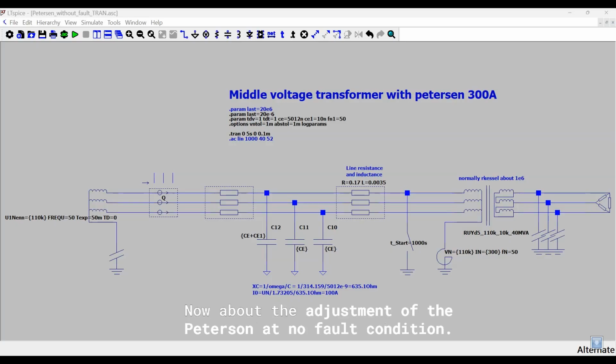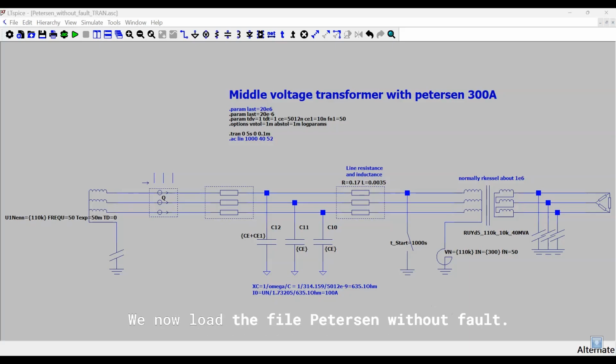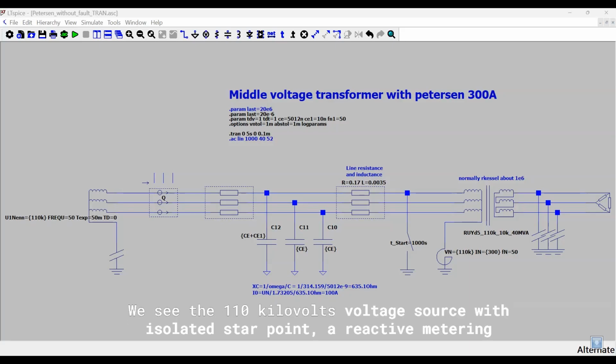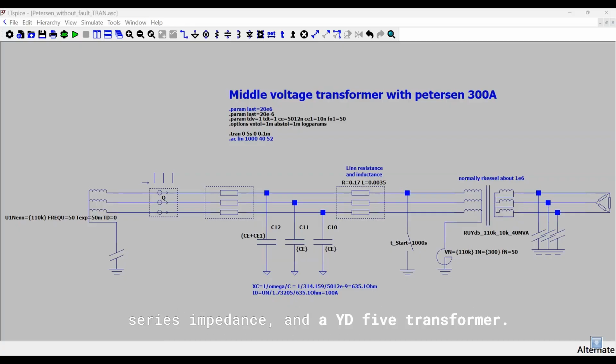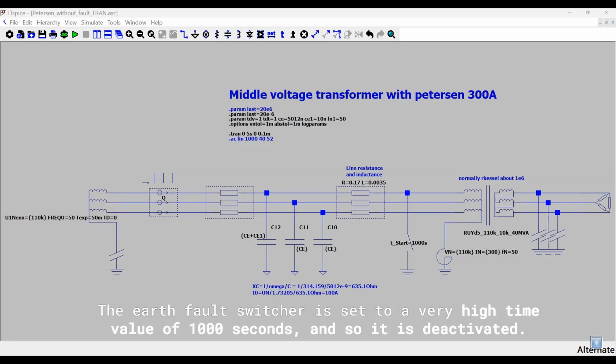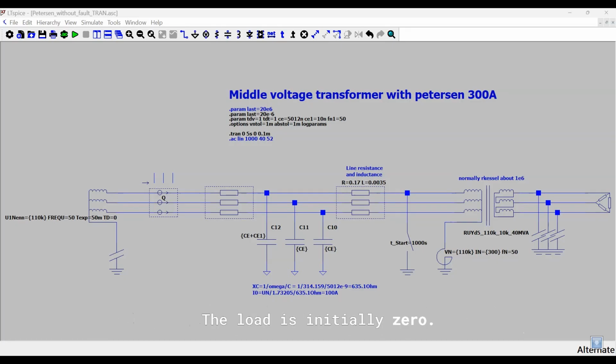Now about the adjustment of the Petersen at no fault condition. We now load the file Petersen without fault. We see the 110 kilovolts voltage source with isolated star point, a reactive metering device, a net impedance, 3 line to earth capacitances of the cable, a small line series impedance, and a YD5 transformer. The earth fault switcher is set to a very high time value of 1,000 seconds, and so it is deactivated. The load is initially 0.